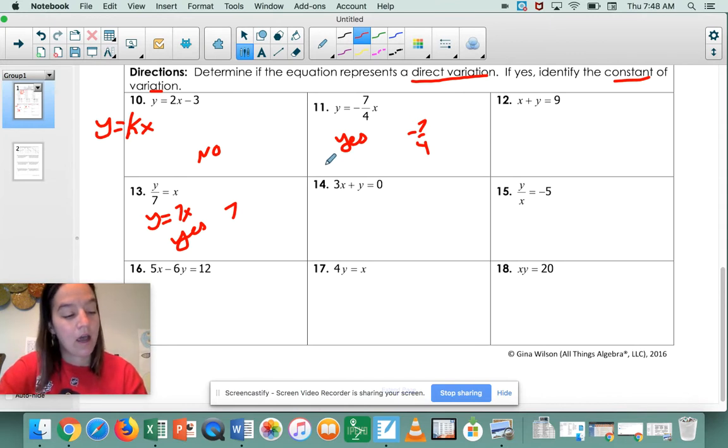Okay. So these are some types of things that you're doing here. You just want to see if you can get it into the y equals kx by manipulating it, by moving x to the other side, seeing what you can do.